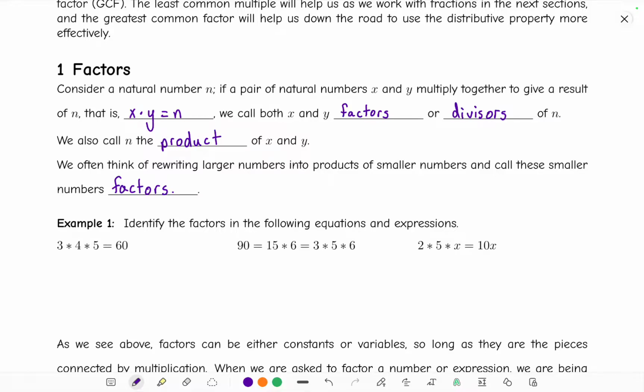Example 1. Identify the factors in the following equations and expressions. 3, 4, and 5 are factors of 60. 15 and 16 are factors of 90. So are 3, 5, and 6. 2, 5, and x are the factors of 10x.